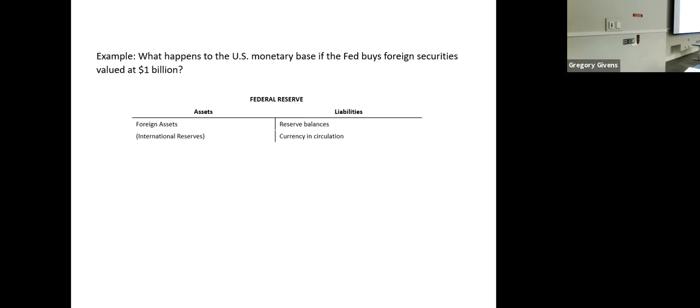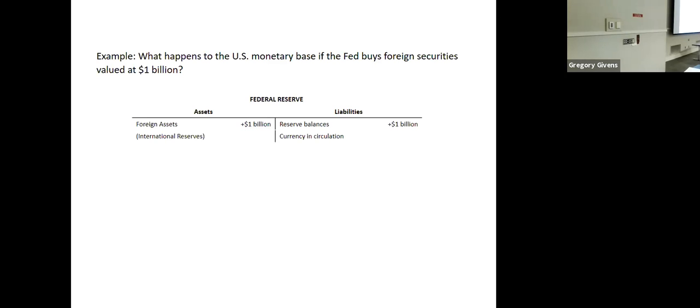We're going to resurrect our old friend, the T account here. The Fed's asset that we're going to be talking about are these international reserves. That's what matters for this exercise. What are its two main liabilities? Are the two liabilities that comprise the monetary base, reserve balances and currency in circulation, okay? If the Fed goes out and intervenes by buying $1 billion worth of, let's say, German government debt, what happens to the Federal Reserve's balance sheet? Its holdings of international reserves will rise by a value of 1 billion US dollars.